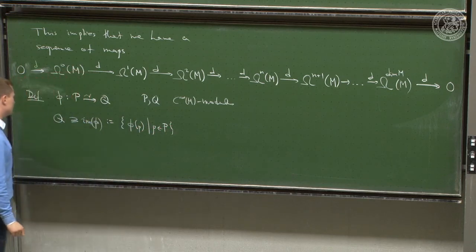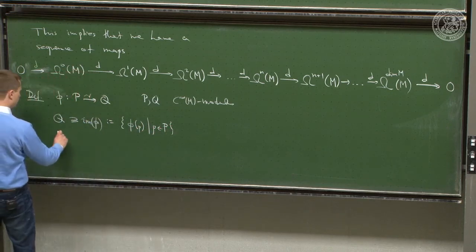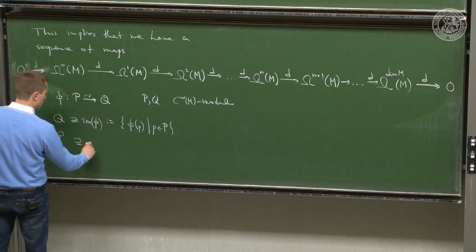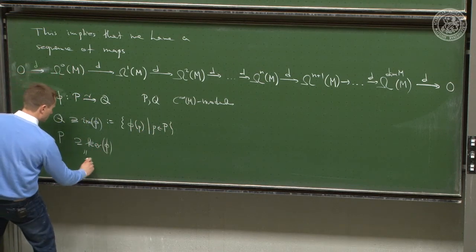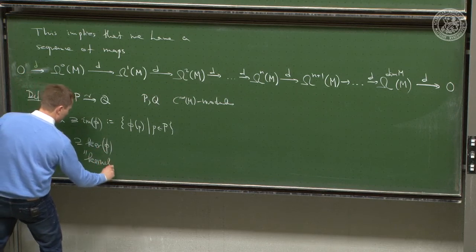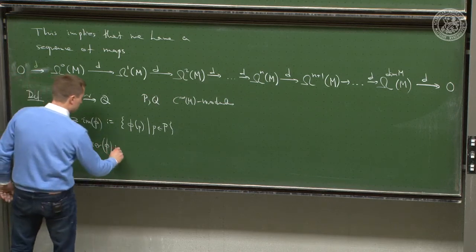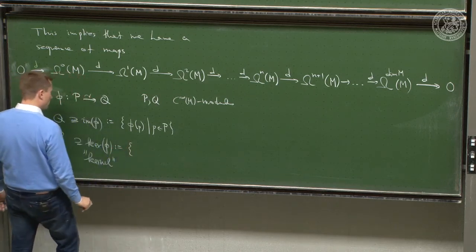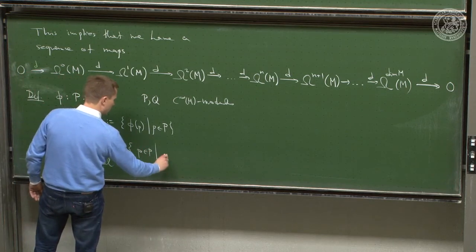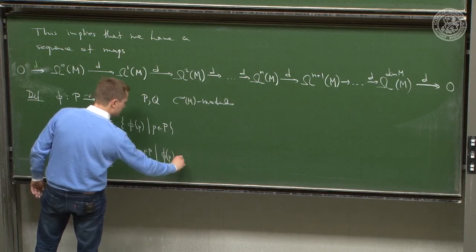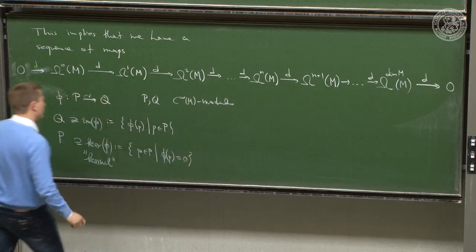It's all the images. And you can define a subset of the domain called the kernel of phi. That's just a short name for all those p in P that are sent to 0 by phi.